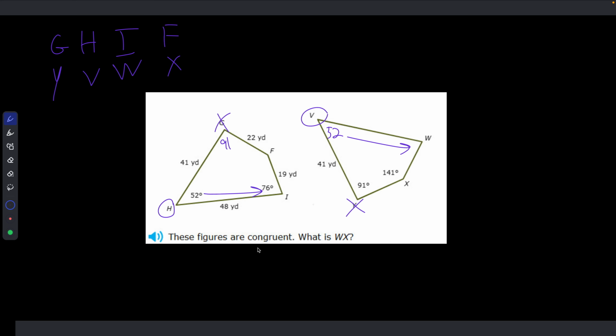And now the question said, what is WX? WX matches with IF. And so we know that IF is 19, which means that WX is also 19.